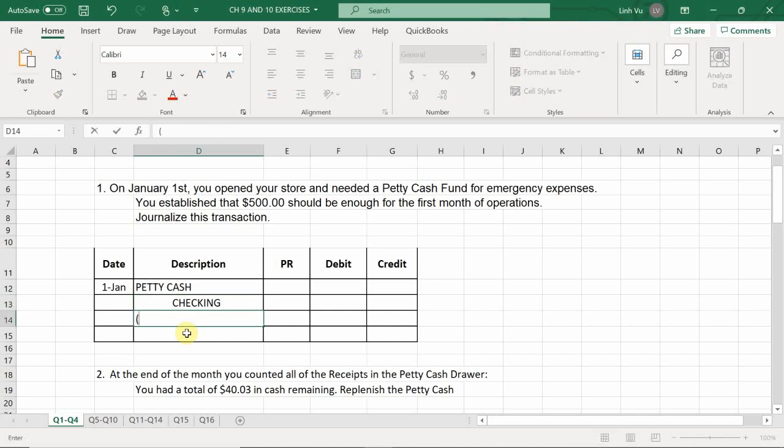Okay, and again, if you want some extra details or extra notes here, you can type in that you establish petty cash. Okay, and again, this time it's going to be for $500. Okay, so now that we have that part done, right?